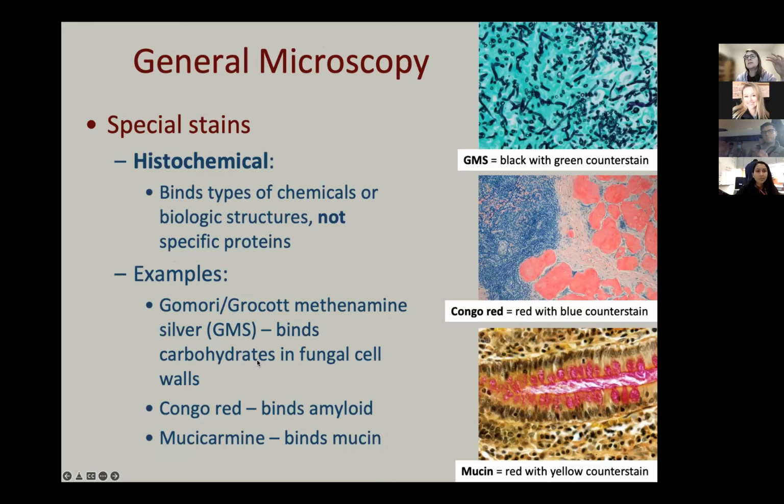There are also general stains that are not specific to a certain protein, but more generically related to various biologic structures or compounds. So, for example, GMS binds carbohydrates, any carbohydrates, in fungal cell walls. So we can pick up fungus with this stain. Congo red stains all kinds of amyloid, no matter what protein it's made out of. And this stains red with a blue counterstain. Something like mucicarmine binds all kinds of mucins. In this case, in the respiratory or gut epithelial cells, you can see these goblet cells staining in red with the yellow counterstain.